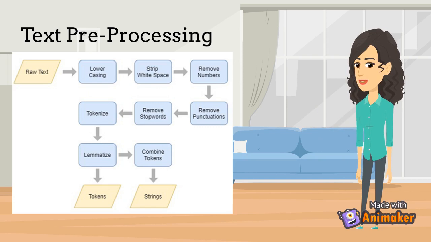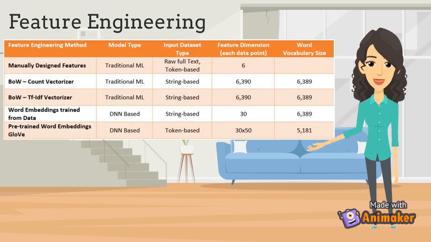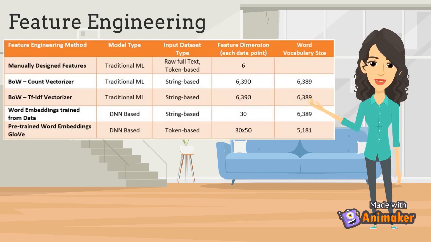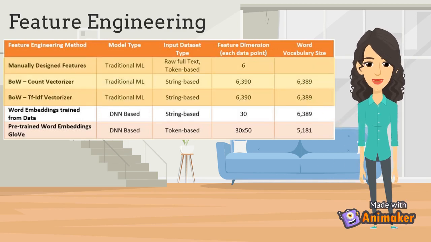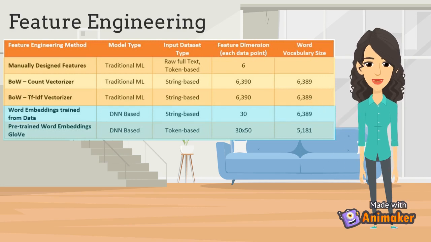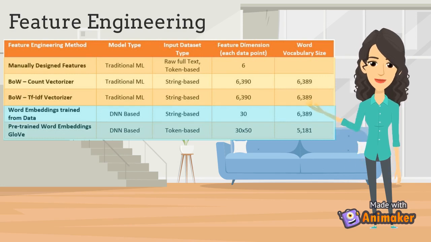This is because the token-based and string-based format data will be utilized in different feature engineering methods in the later steps. The methods of feature design and extraction are generally separated into 2 groups. One is for traditional ML models while the other is for DNN-based models. A total of 5 feature representation methods are experimented.